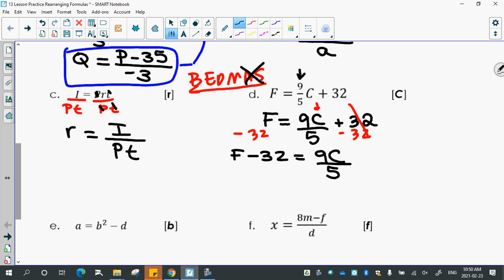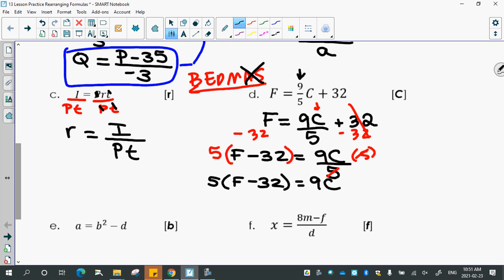Is there any multiplying or dividing? There's a multiply and a divide, so what do you want to take care of first? The divide by 5? Yeah, me too. So I'm going to multiply both sides by 5. If I multiply this side by 5, you have to put it in brackets, because you're multiplying that whole side by 5. We can keep the brackets on, we're just getting a formula here. So these 5s divide out to give me 1. So now I've got 5 bracket F minus 32 equals 9C.